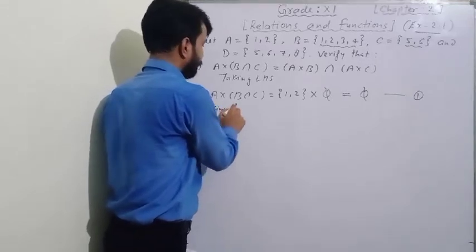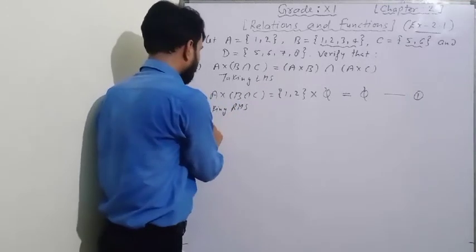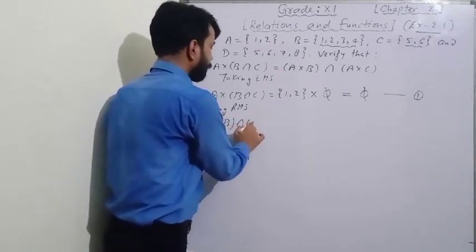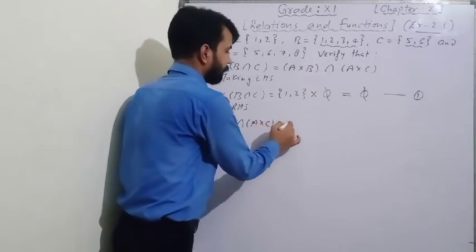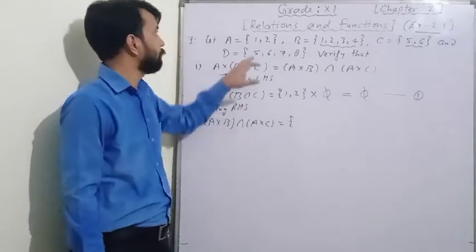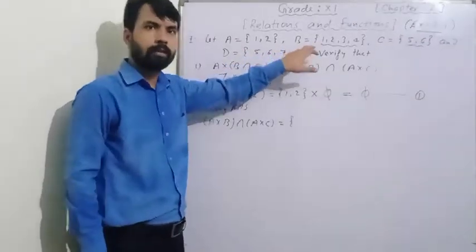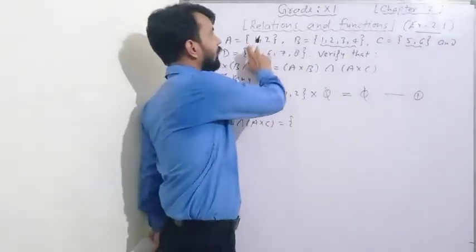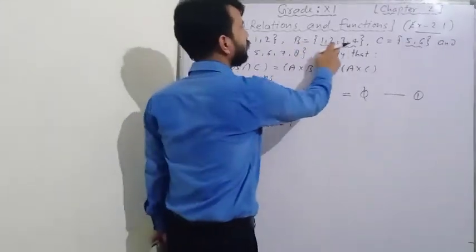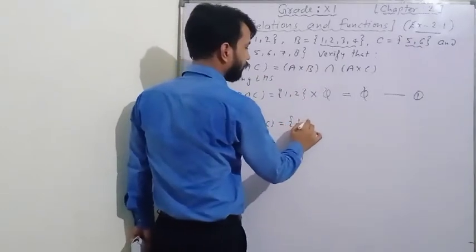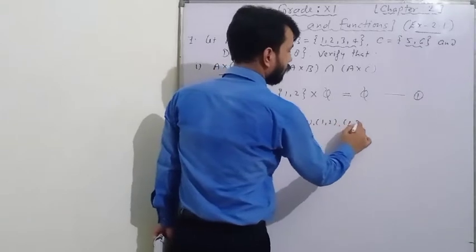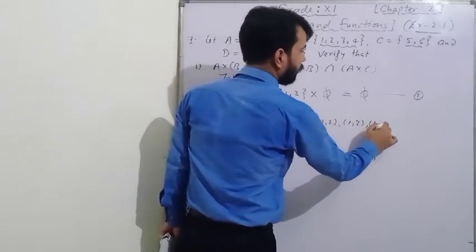Taking right hand side. That is (A cross B) intersection (A cross C). Clear? So first we will have to find A cross B, means the Cartesian product of A and B. How to find it? We will make pairs of the elements of A with the elements of B. So we will make pairs of 1 with 1 2 3 4. So it will be (1,1), (1,2), (1,3) and (1,4).